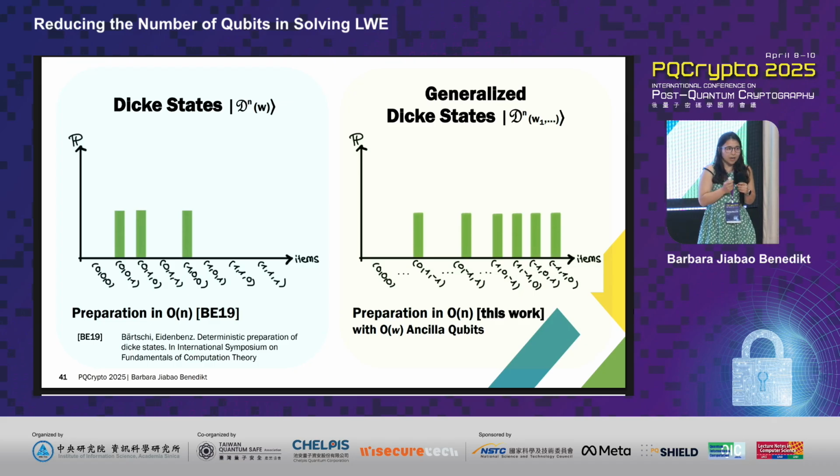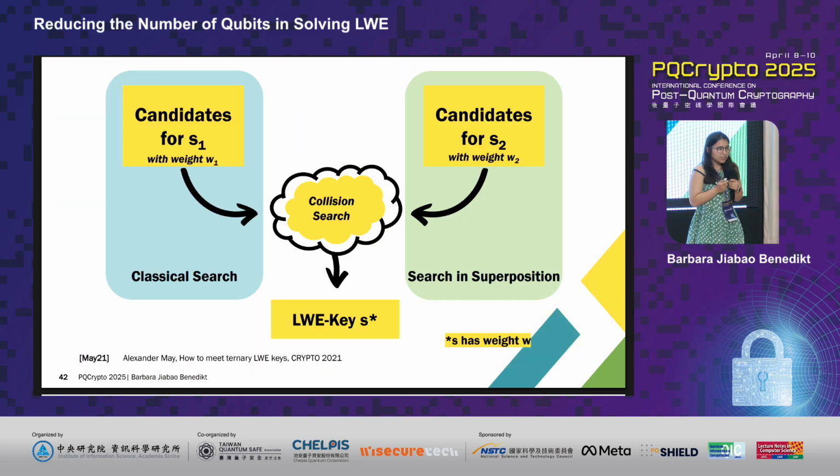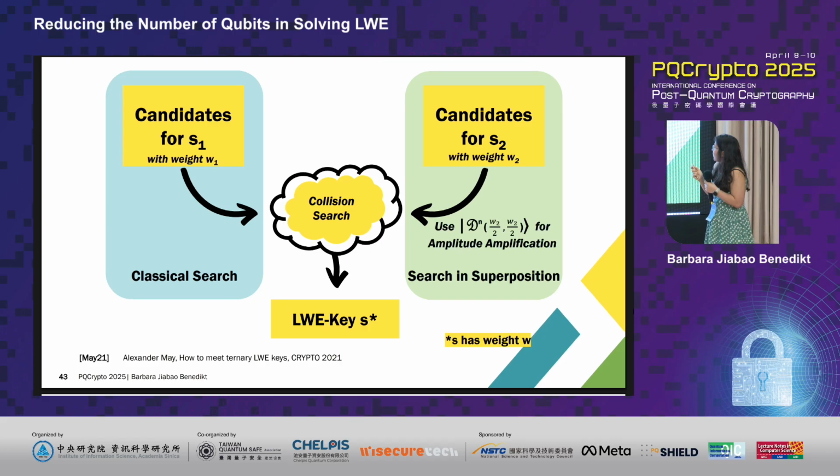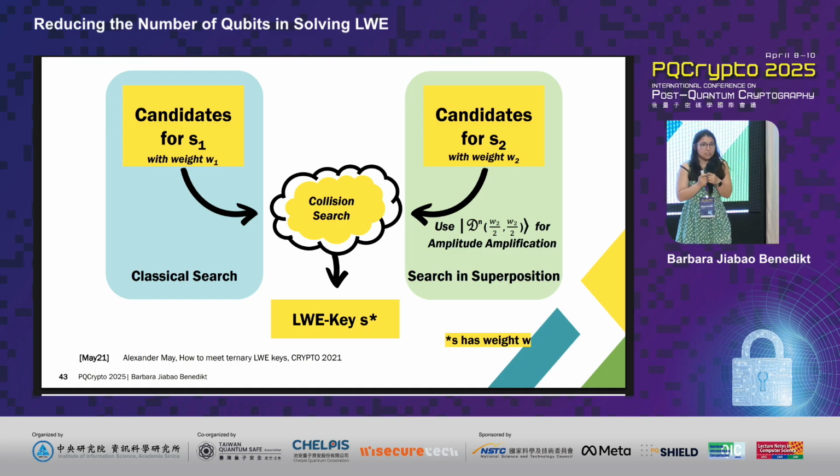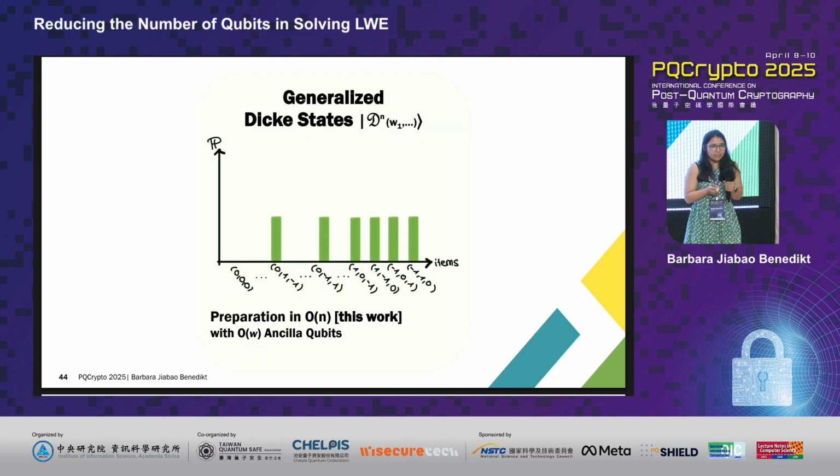Having an algorithm for how you can prepare ternary Dicke states, we can actually complete this picture. We can use the Dicke state of dimension n with weights, which we need to choose in dependence of W2, as an initial state for amplitude amplification. This allows us to apply the CNS algorithm on Mai's algorithm so that we get the LWE key S in the end. As I said, this completes the picture, so we can leave LWE behind us. The rest of my talk I want to spend on the question of how we can prepare generalized Dicke states.